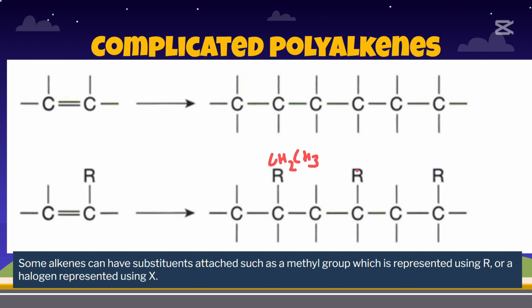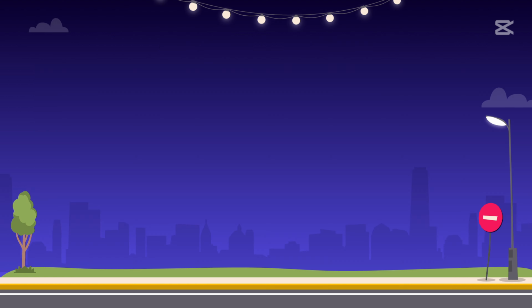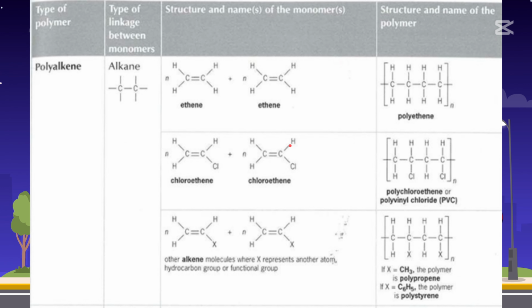Now this R group can be X, and in chemistry when we say X, we're really talking about halogens. So the R represents alkyl groups such as methyl, ethyl, propyl, butyl, etc. But the X represents a halogen such as fluorine, chlorine, bromine, iodine, etc. Now this is just an example. I am going to do another example with a halogenoalkene.